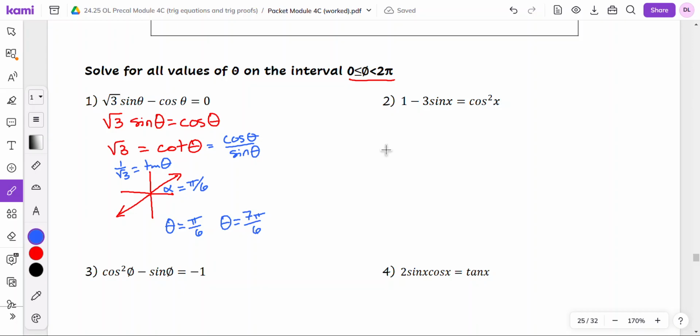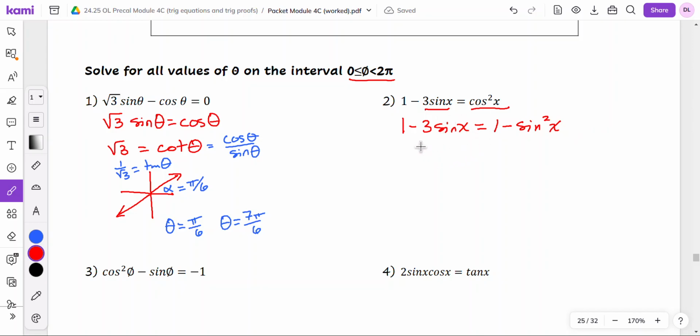Continuing with this, if we look at our next equation, 1 minus 3 sine x is cosine squared of x. This one's a little bit tougher. When we see something squared that's cosine and something that's not squared is sine, or vice versa, we can use our identity and say that cosine squared of x is 1 minus sine squared of x because of my Pythagorean identity. So let's go ahead and move things around.